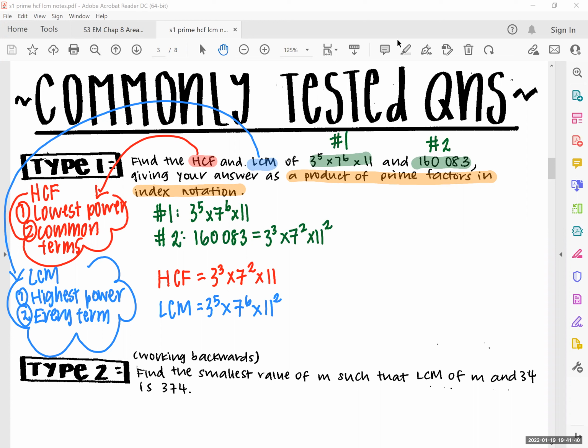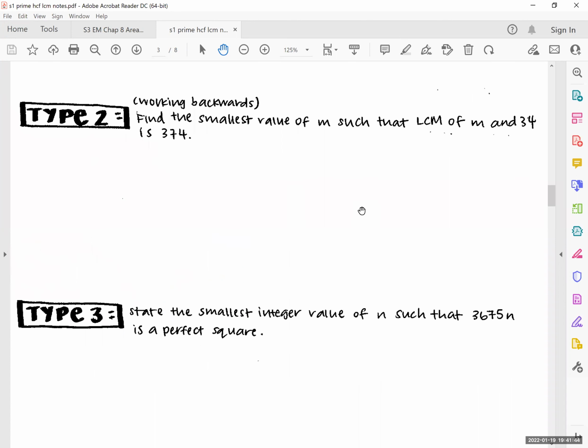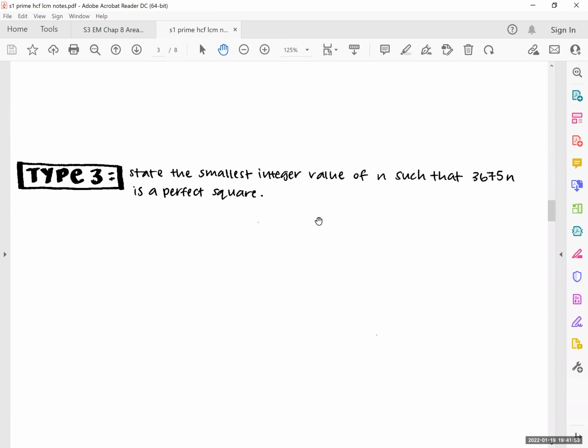So now for type 2. This is actually a working backwards question, so I'll not do that yet until you understand the concept. So I'm going to move on first. I'm going to do type 2 later. So right now, let's do type 3.